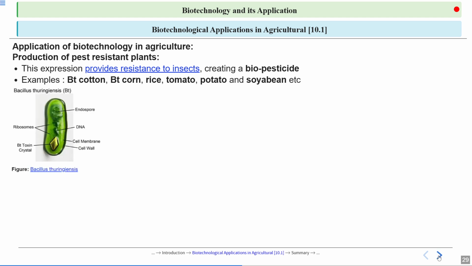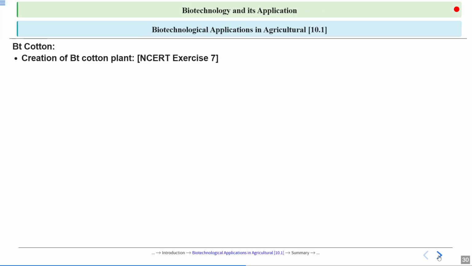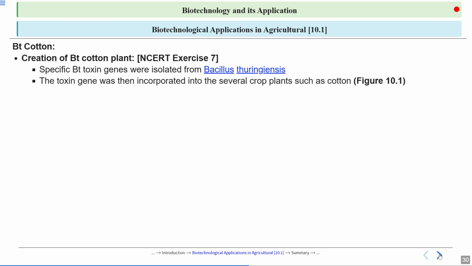This is the same figure of microbes. Now how this creation of Bt cotton plant happens, from here you can answer this exercise, NCERT exercise 7. Specific Bt toxin genes, I told that this Bacillus thuringiensis has these Bt toxin genes. We can isolate this gene from Bacillus thuringiensis. Now this toxin gene was then incorporated into several crop plants.